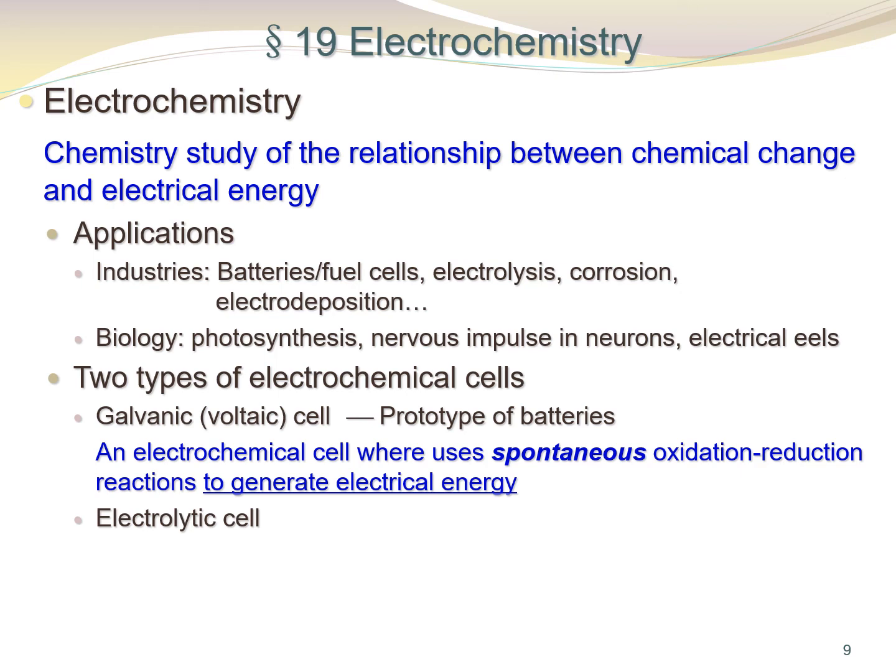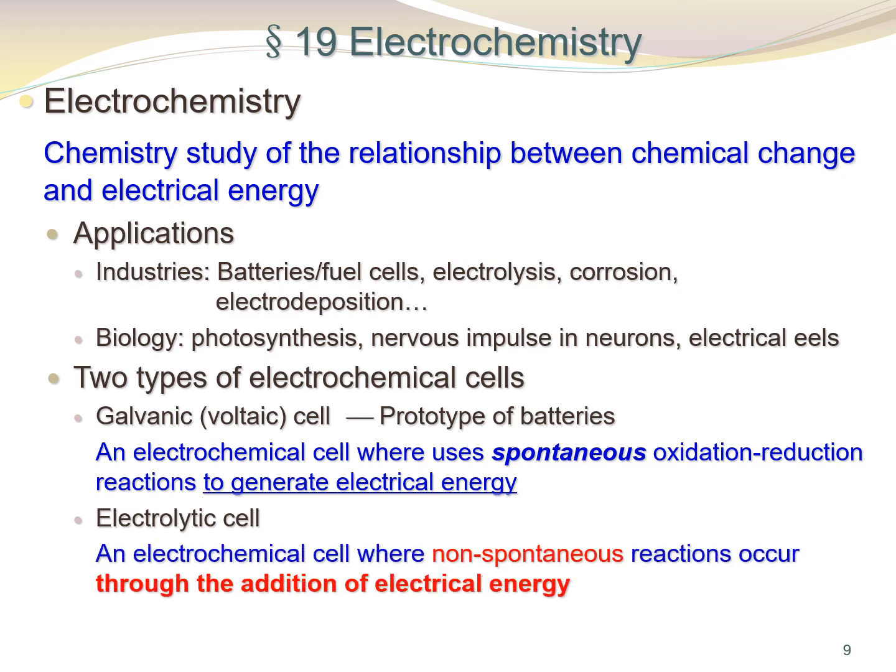For the electrolytic cell, it is a non-spontaneous reaction. In order to make a non-spontaneous reaction take place, remember, according to chapter 18, there must be addition of external energy. Not only does it have to be supplied, it is supplied continuously.